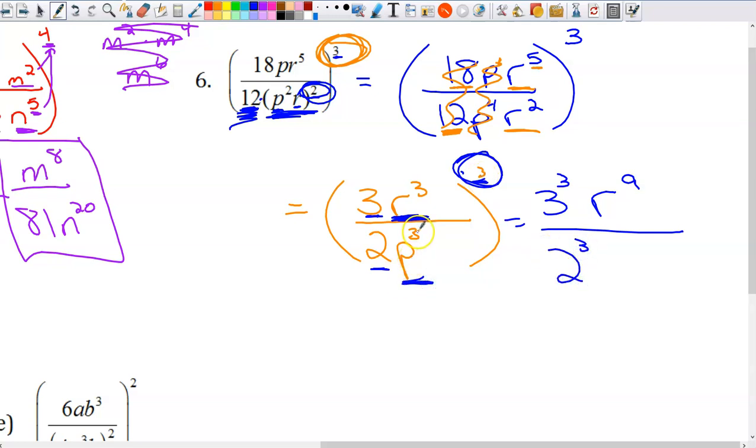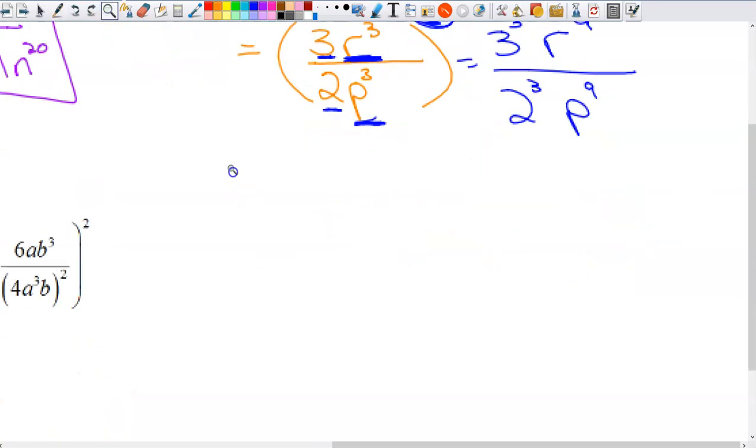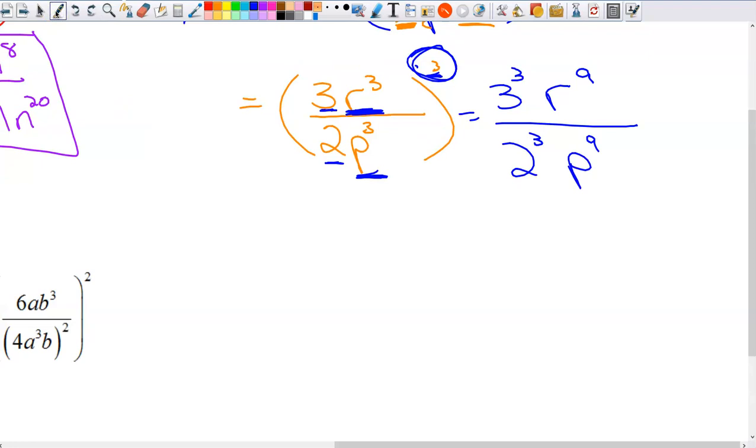Bases, p to the third, raised to the third, got to multiply. And we still ain't done, because I got to be able to evaluate those guys. They are evaluatable. R to the ninth, I can't do anything with. I don't know what R is. But 3 to the third, I can do. 3 times 3 times 3 is 27. R to the ninth, just chilling.